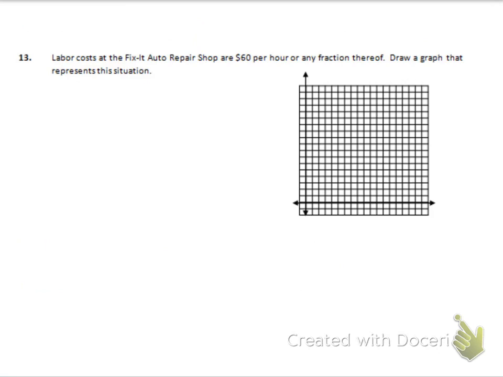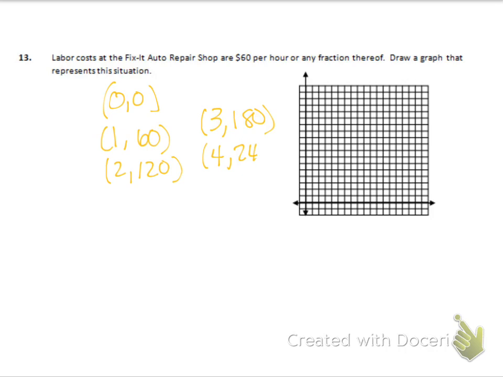Okay, labor cost at the fix-up auto repair shop is $60 per hour or any fraction thereof. Draw a graph that represents this situation. So this is actually going to be a jump. So we start at 0 hours, $0. We get 1 hour, we have $60. 2 hours, we have 120. 3 hours, we have 180. And then 4 hours, we have 240. So this is going to be my hours. And then my left side here is money. So I start at 0, 0.